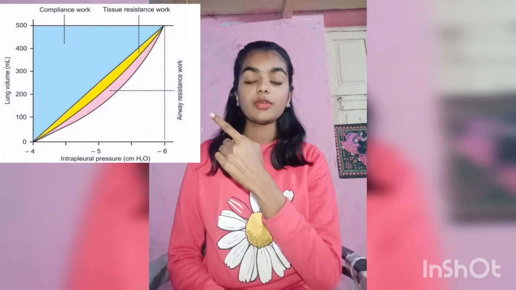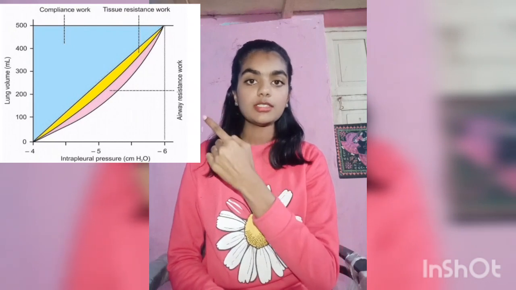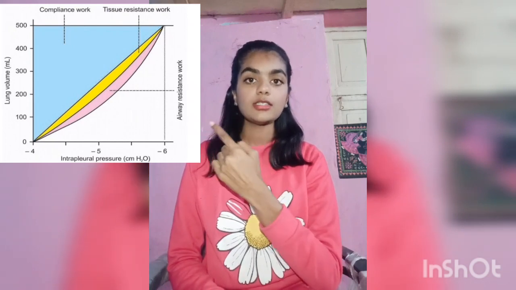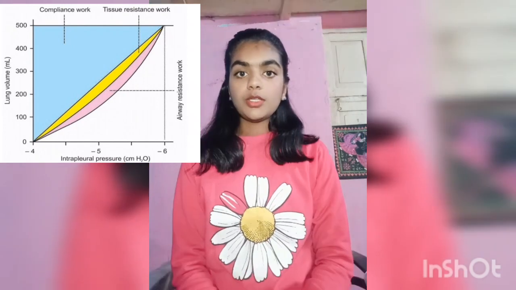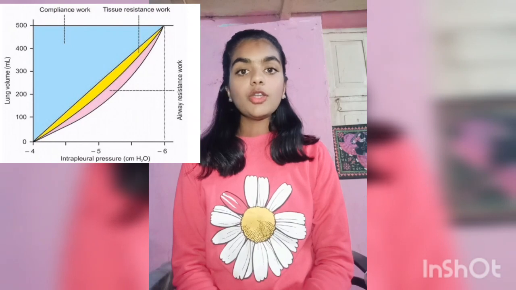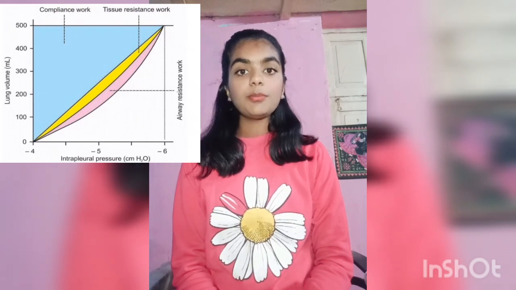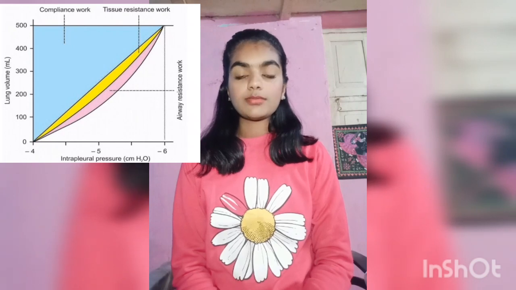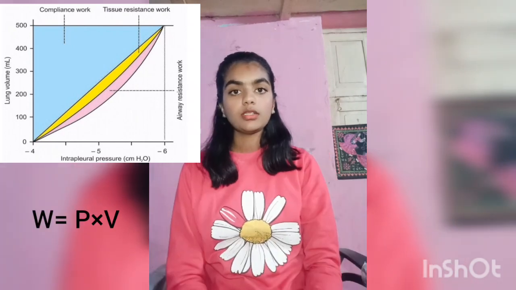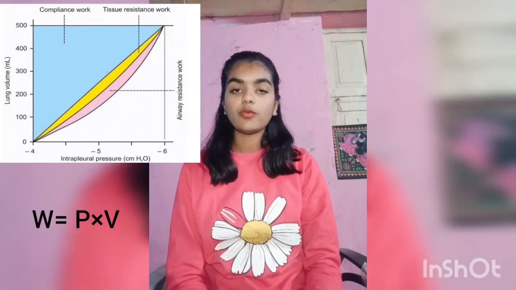In this graph you can see the airway resistance, the elastic resistance and the non-elastic viscous resistance. You can see the graph here. The horizontal line represents the intrapleural pressure and the vertical line represents the lung volumes. Here the work done depends upon the change in pressure and the change in volume.